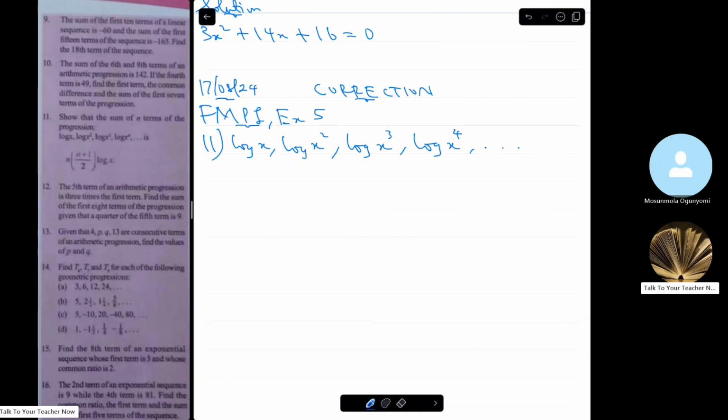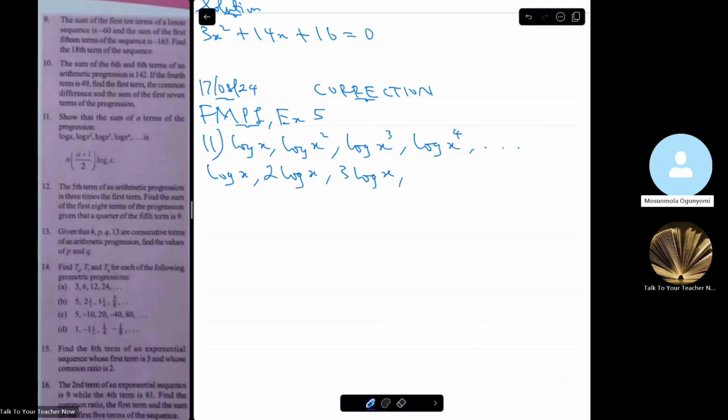So what do we do here? We can write log x squared as the same as 2 log x. You can write the terms of the sequence as log x, 2 log x. Do you still remember this? Yes, sir. 3 log x, 4 log x, and so on. Do you understand? Yes, sir.